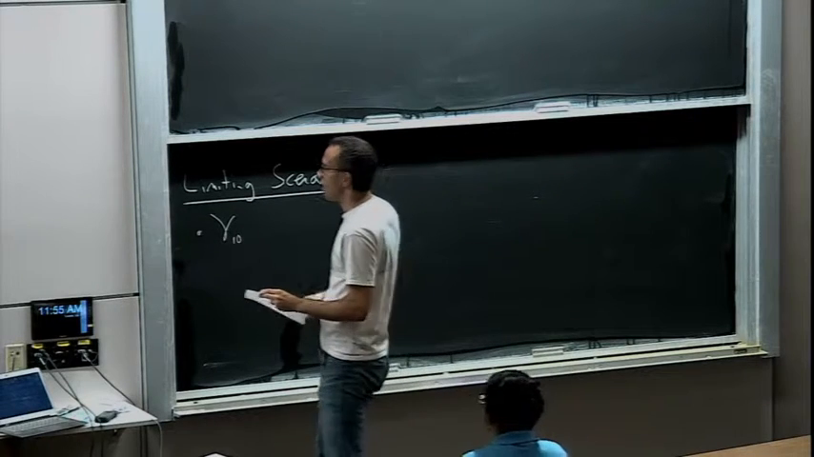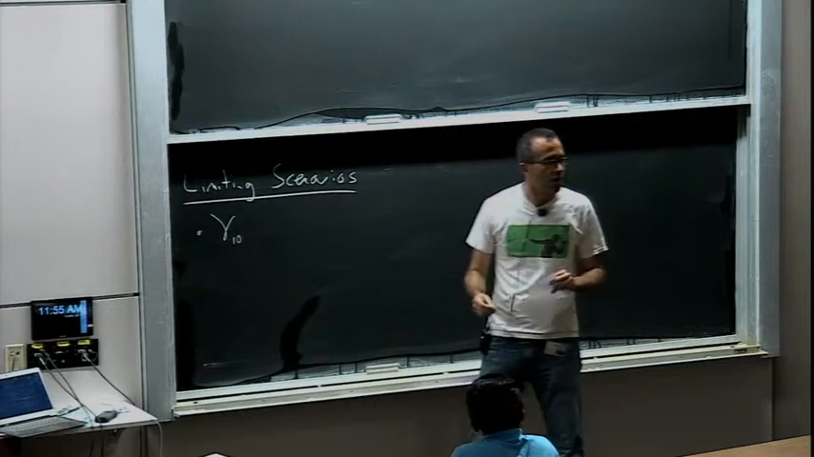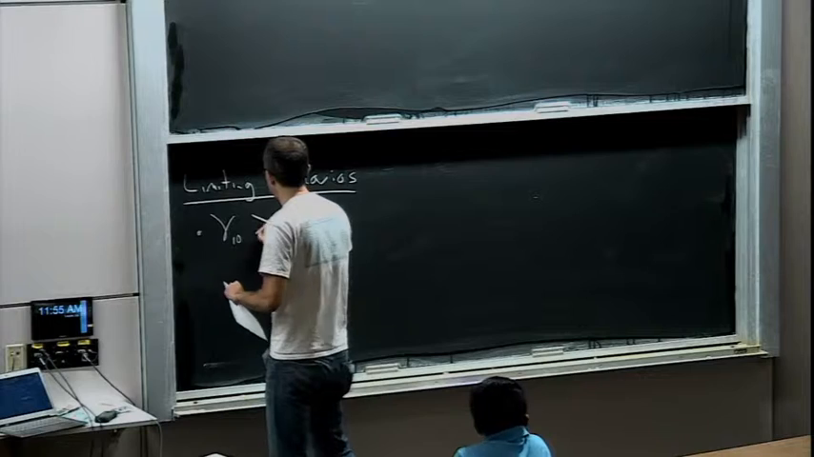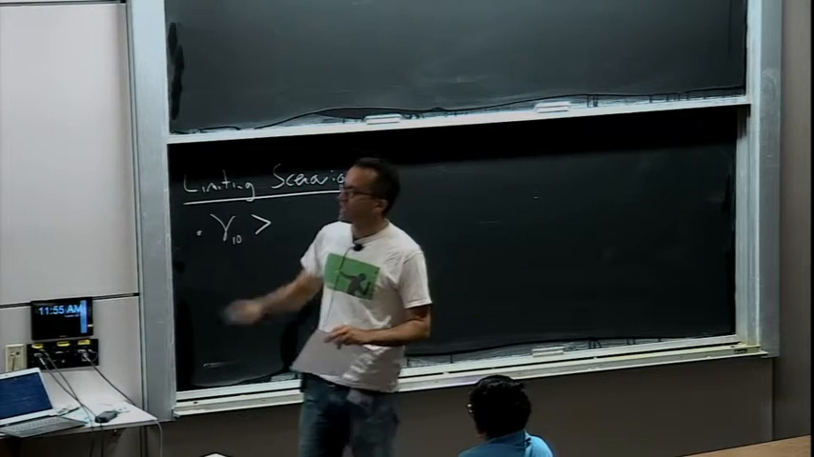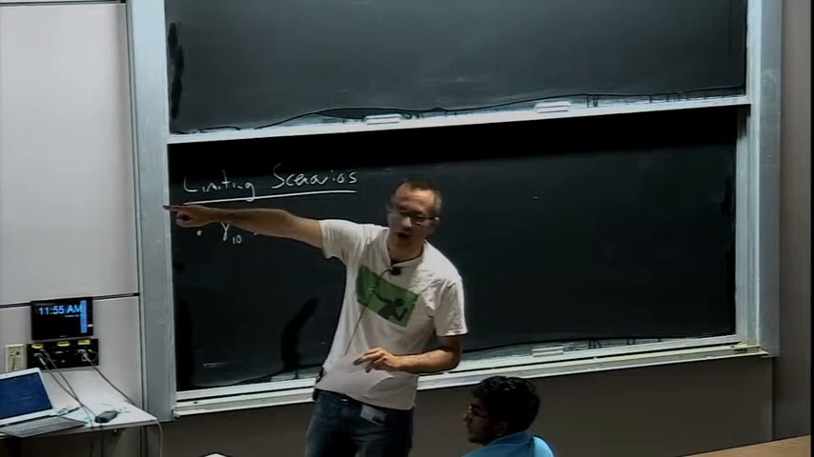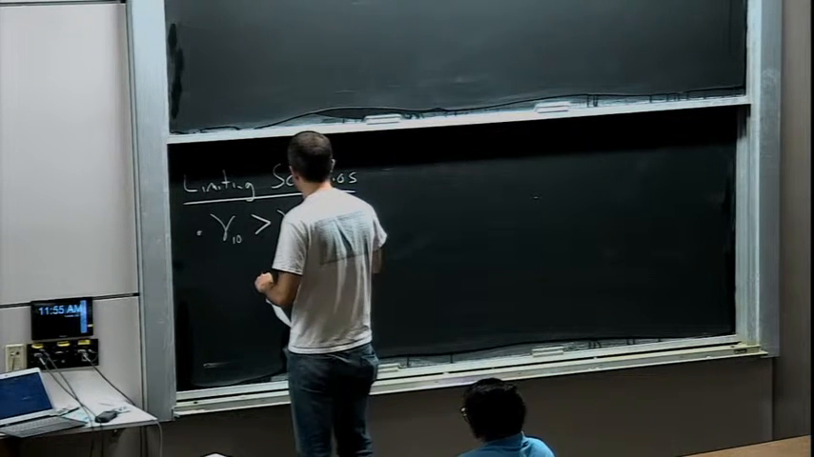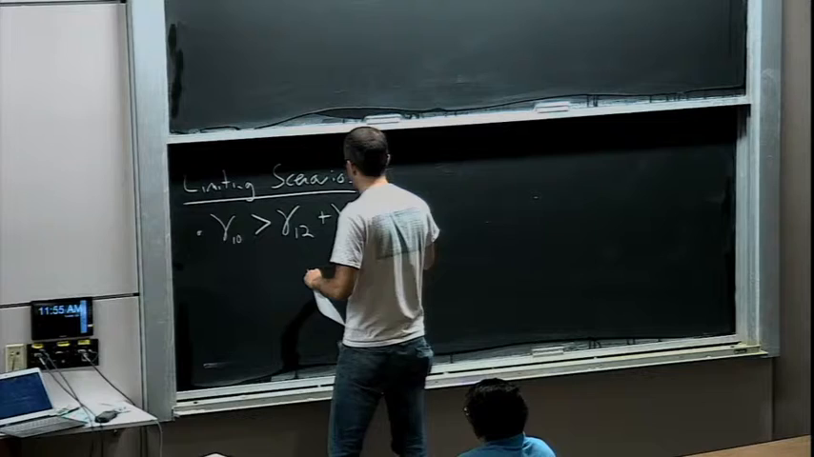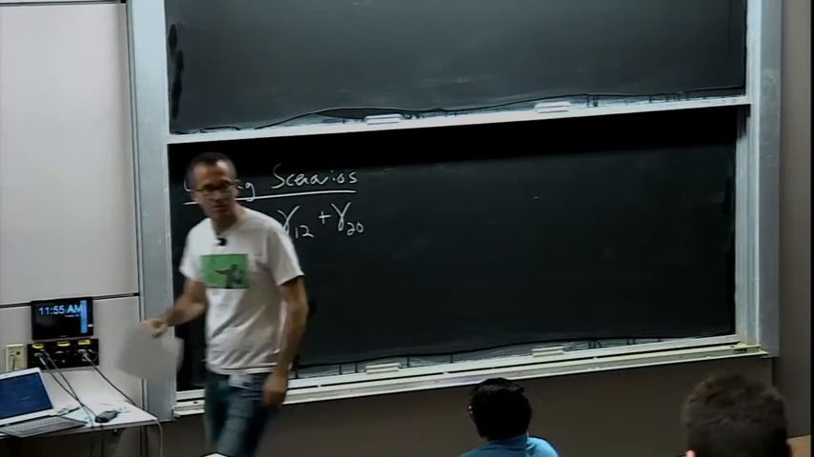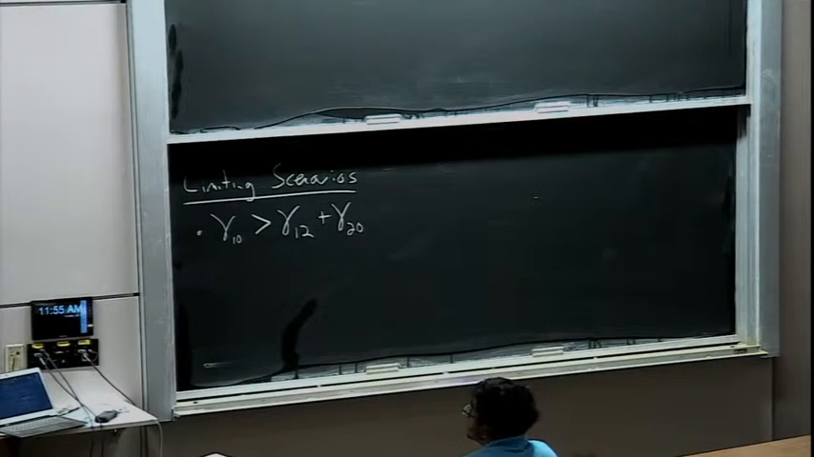Okay, so we're going to talk about some limiting scenarios. One interesting limiting scenario happens when the baseline tension of the puddle is really big, and specifically when it's bigger than the sum of gamma 1,2 and gamma 2,0. Okay, what's the problem then? What problem do I have when gamma 1,0 is too big?